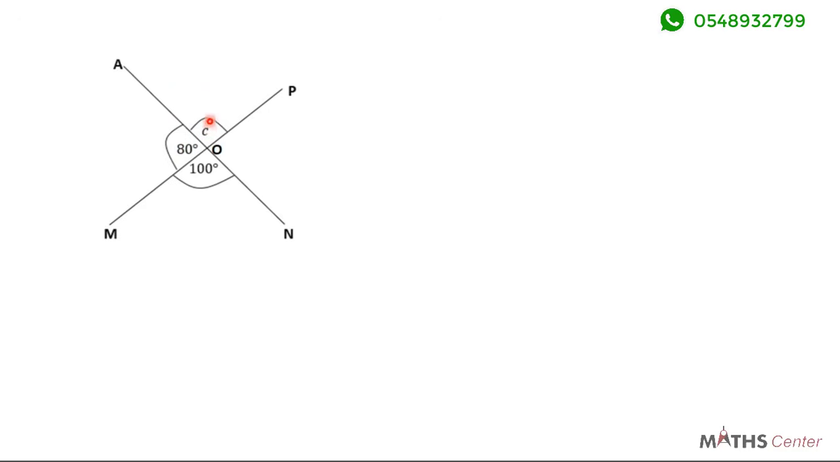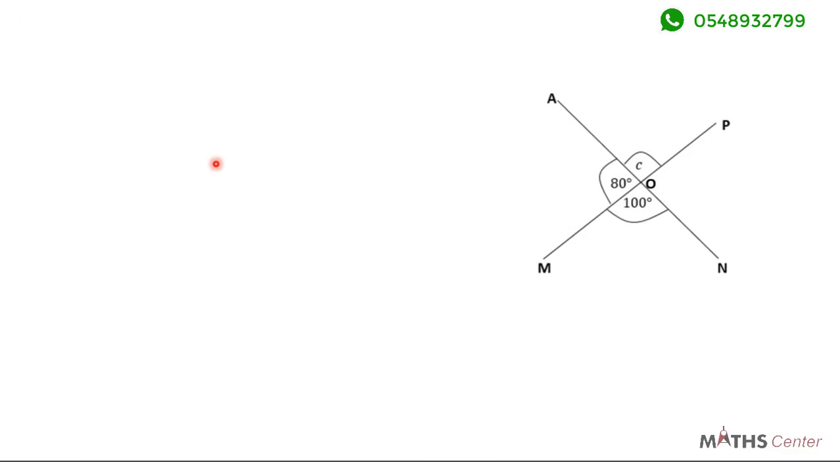I can also see that C and 100 degrees are vertically opposite angles. We learned in the previous slide, in the previous video, that vertically opposite angles are also equal. So straight away I can see that C is equal to 100 degrees. That is easier. So between angles on a straight line and vertically opposite angles, I think vertically opposite angles will help us to solve the question faster than angles on a straight line. So I'm going to pick vertically opposite angles.